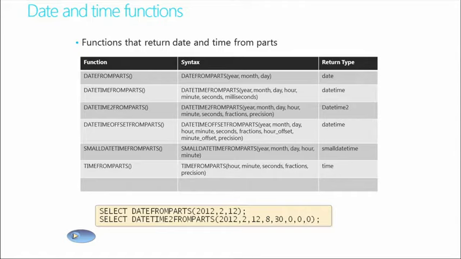Some additional functions that return date and time from parts. Here we have DATETIMEFROMPARTS, DATETIME2FROMPARTS, we have DATETIMEOFFSETFROMPARTS, and different items here. These are the functions that return date and time from parts, and you have some examples down below on how these would be completed for us as well.